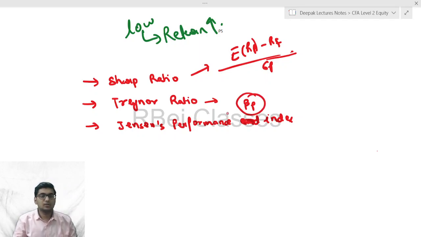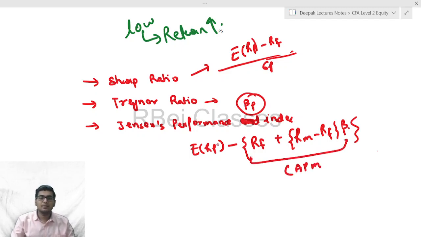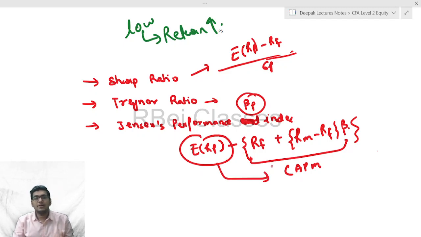beta of the portfolio. And this Jensen, it follows the concept of expected return of the portfolio minus the formula of CAPM, that is RF plus (RM minus RF) multiplied with the beta. Clear? This part is full CAPM. Clear? How much a portfolio is generating for you, and what is the expected return from the price of the asset? That is your alpha. Alpha means the additional returns which you are generating above the CAPM, based on your skills, based on your knowledge.